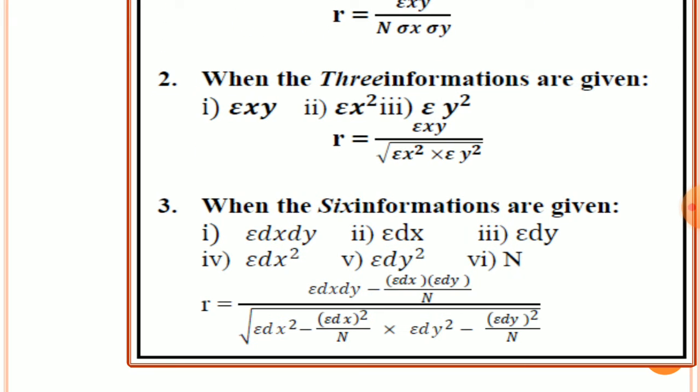When six informations are given, means when deviations are taken from arithmetic mean or actual mean, or when deviations are taken from assumed mean, sigma dx dy, sigma dx, sigma dy, sigma dx square, sigma dy square, and n, r is equal to, as I told earlier, the formula sigma dx dy minus sigma dx into sigma dy by n, divided by root of sigma dx square minus sigma dx whole square by n into sigma dy square minus sigma dy whole square by n.